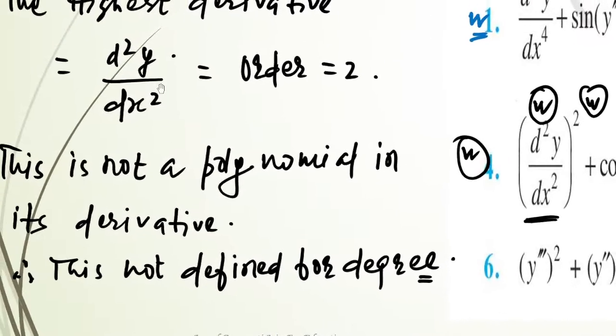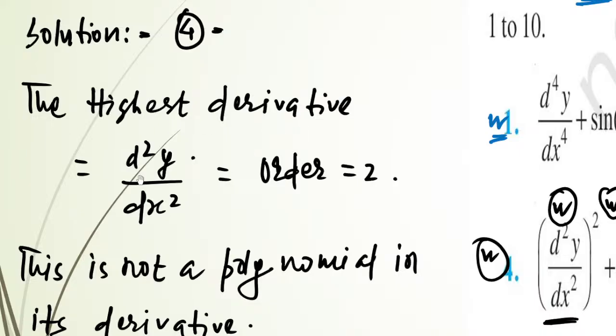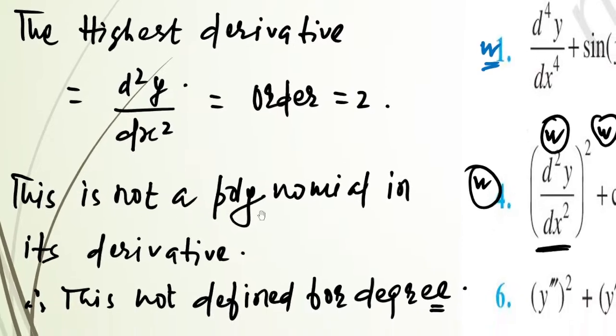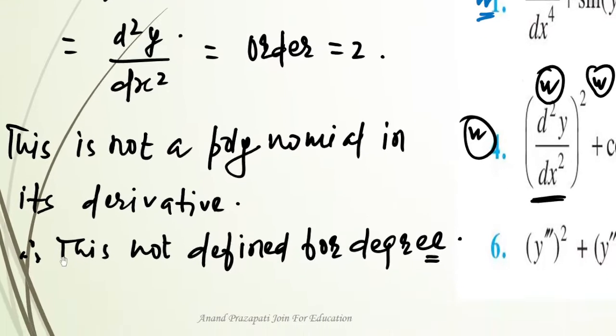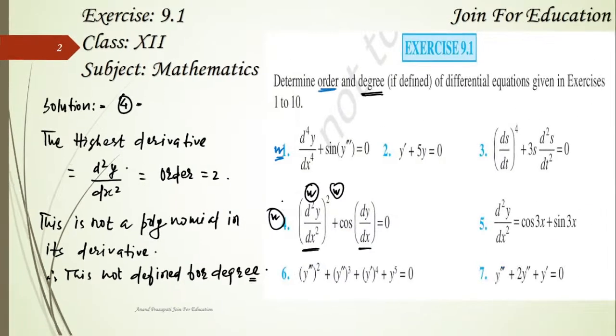So the highest derivative equals d square y by dx square. This is the second derivative. Therefore, the order of this differential equation will be 2. This is not a polynomial in its derivative. Therefore, this differential equation is not defined for degree. Hope there is no problem to understand the solution of question number 4. Let's solve question number 5.